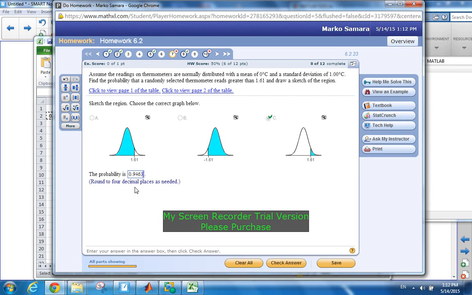It says round to 4 decimal places, so that's okay, but that's a cumulative distribution up to 1.61, and we actually need the complement of that. So we don't need this number, we need 1 minus this number, and it's going to be 0.0537. That's the number.